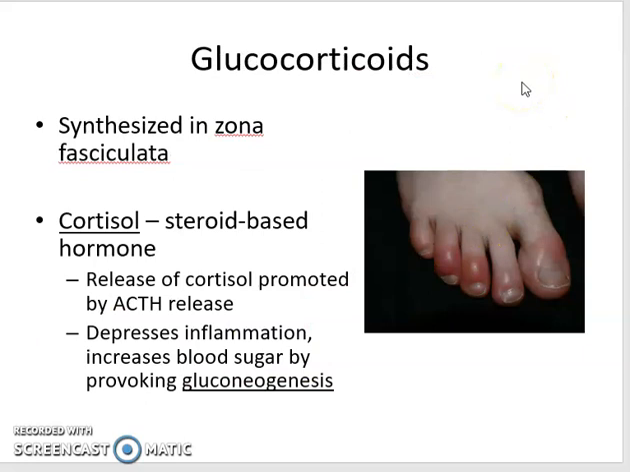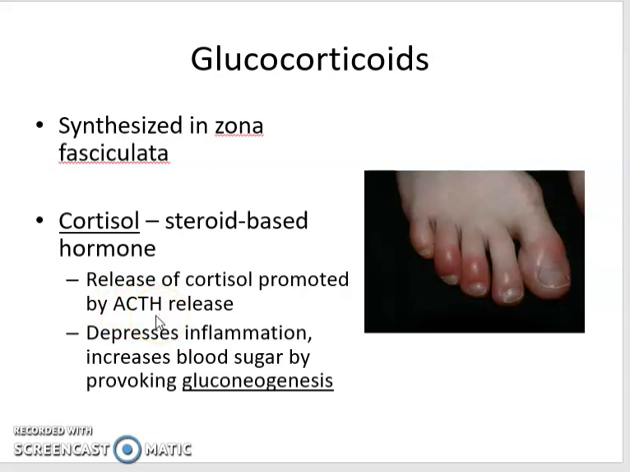So glucocorticoids are synthesized in that middle layer, the zona fasciculata, and this is, remember, in the adrenal cortex. Cortisol would be the most important glucocorticoid that we're going to be talking about. So cortisol is a steroid-based hormone that's released by the release of ACTH. Now, ACTH was an amino acid-based hormone that you saw on that original chart we covered in class.